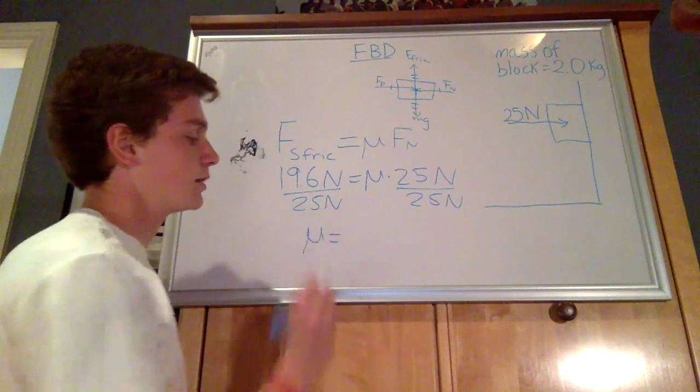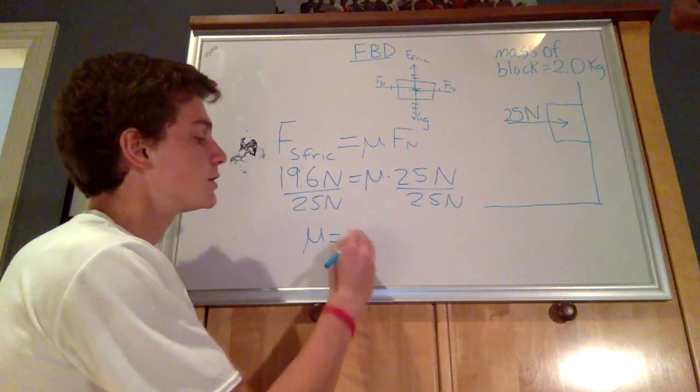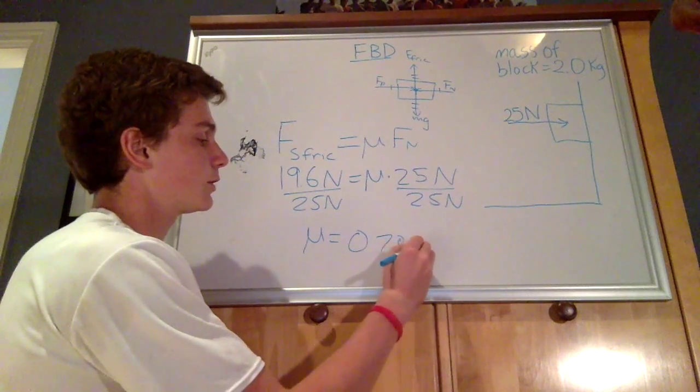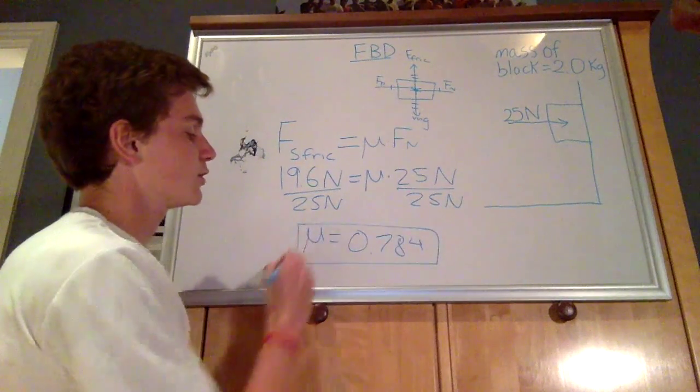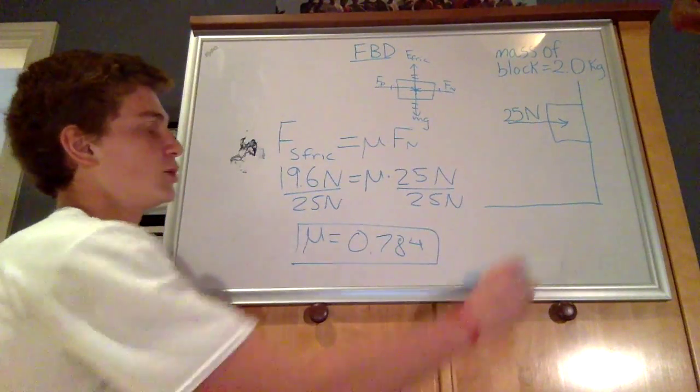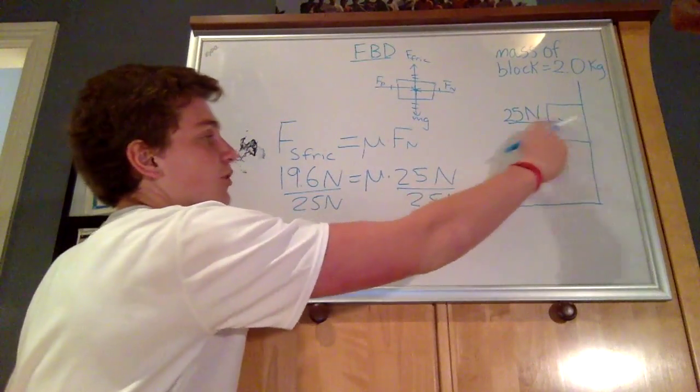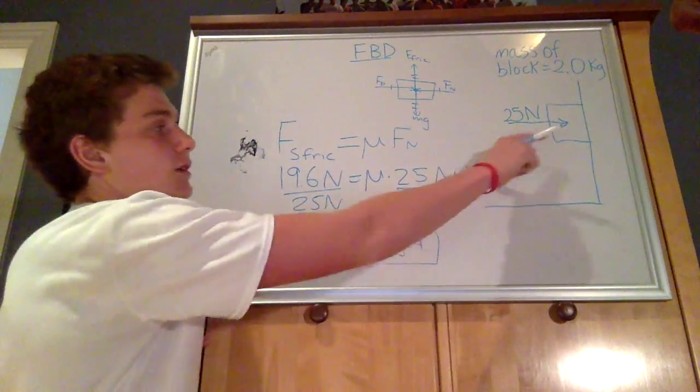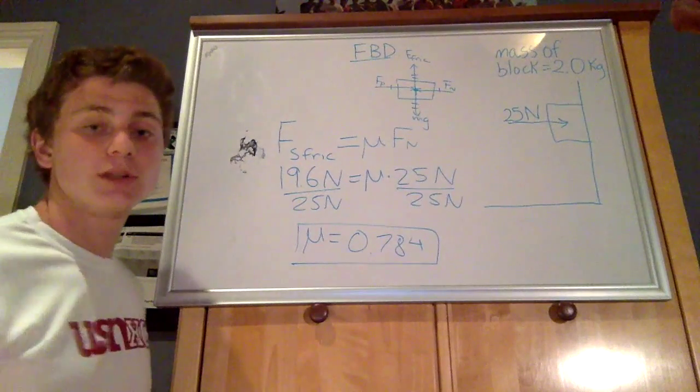And from this we get that mu, our coefficient of friction, is 0.784. So the coefficient of friction required between the block and the wall to prevent the block from slipping with a 25 Newton force on it is 0.784.